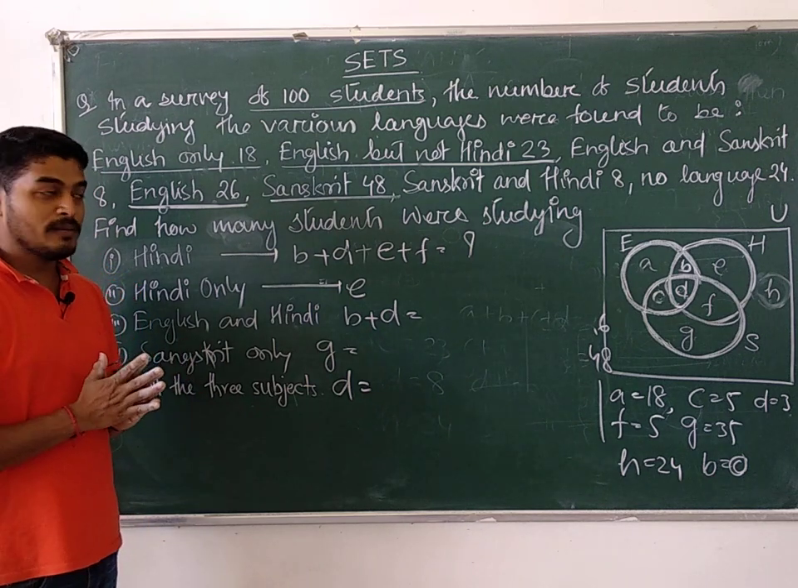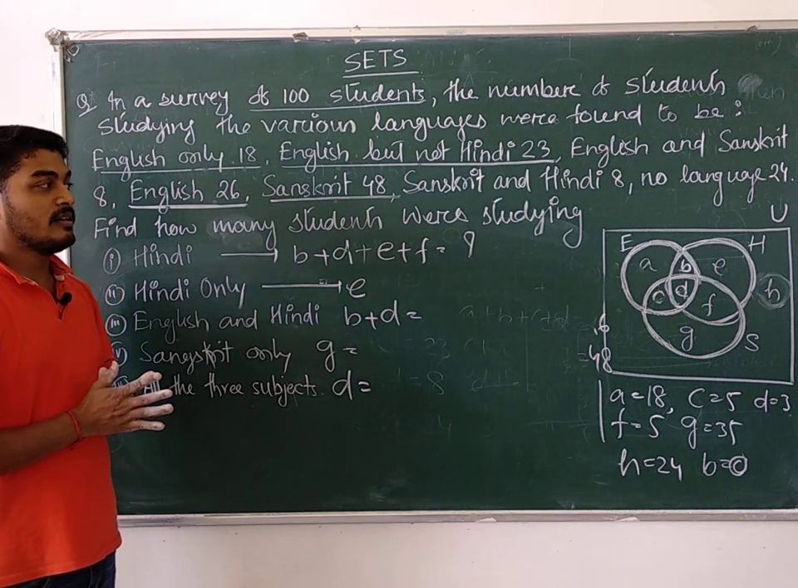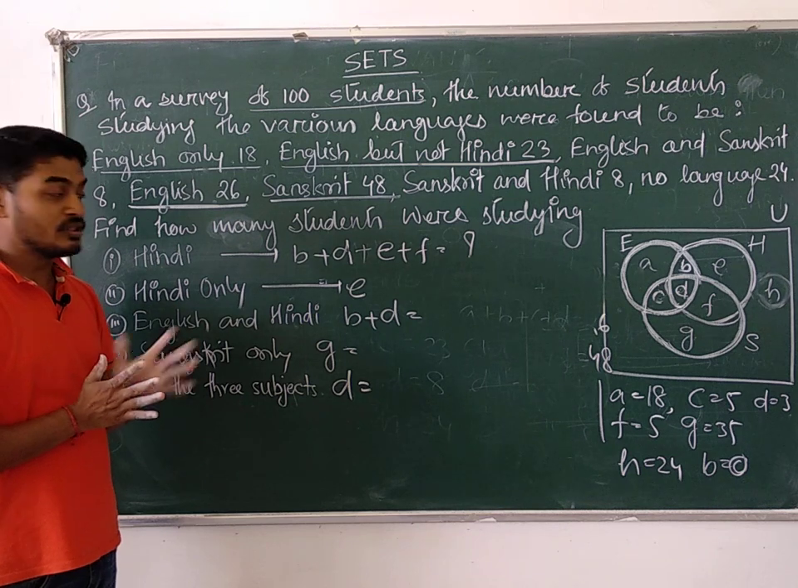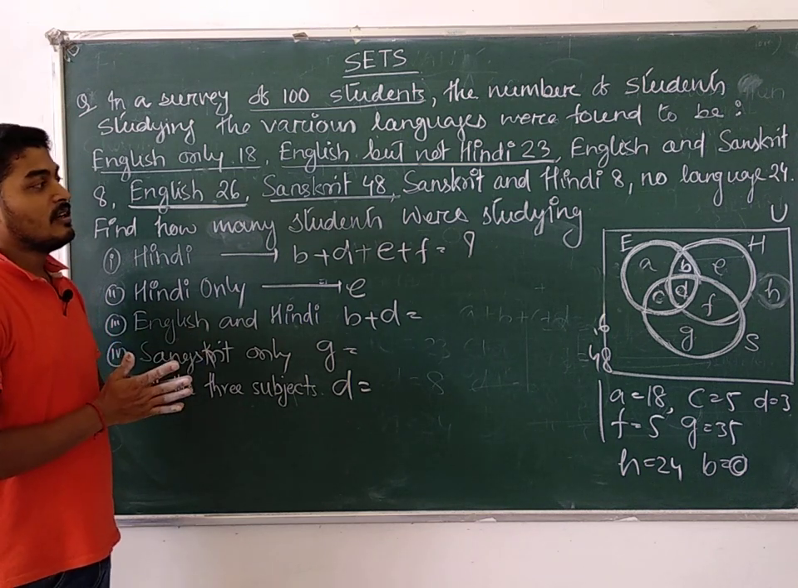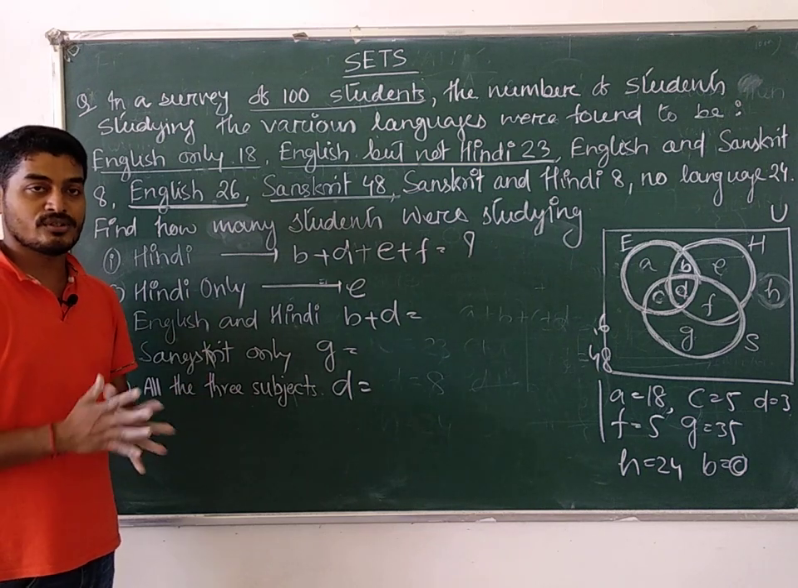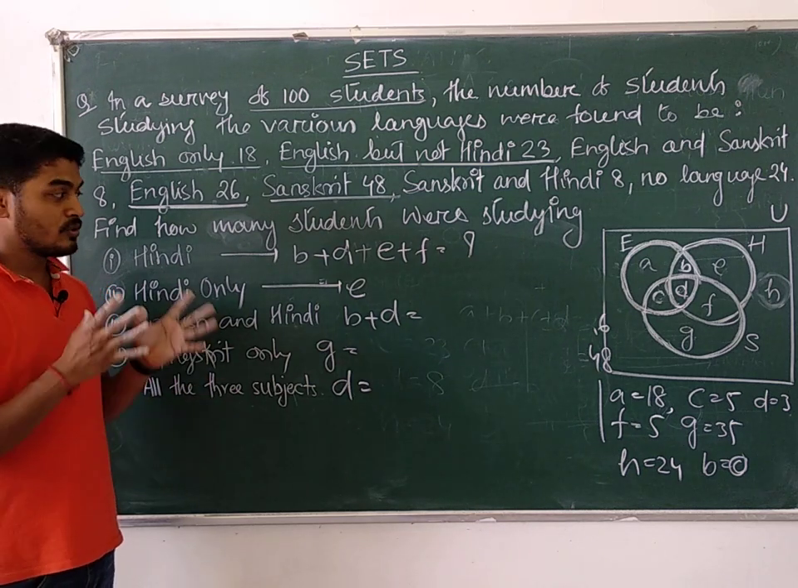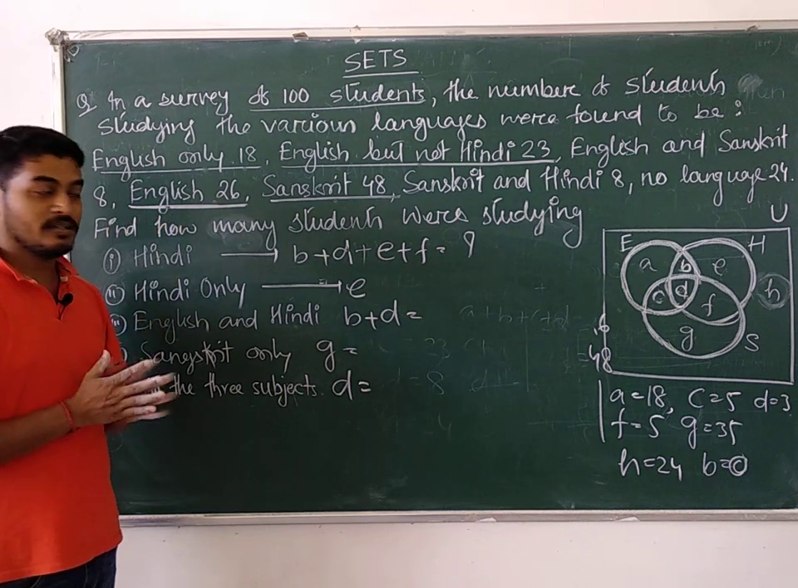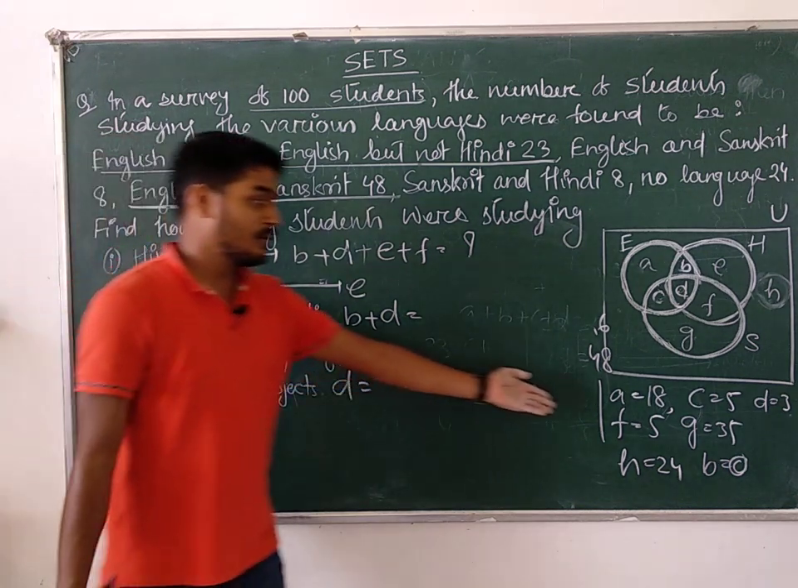I hope you have got my point. How can you proceed? A question which contains three sets, three collections. By using Venn diagram, you can easily find out the value of any question related to this. Just go through the video once again and think about yourself and try to calculate yourself. The values may be wrong also.